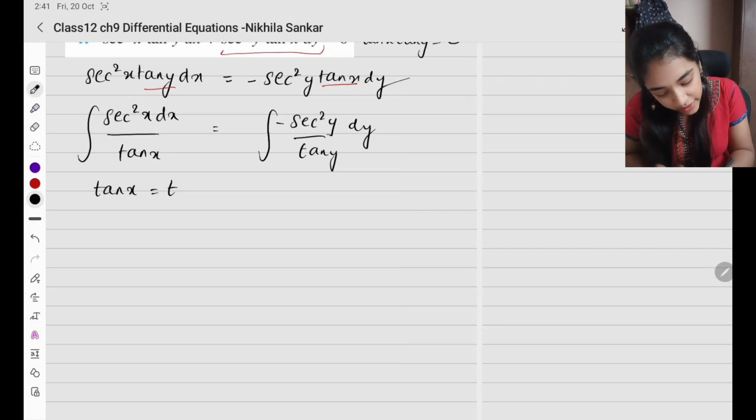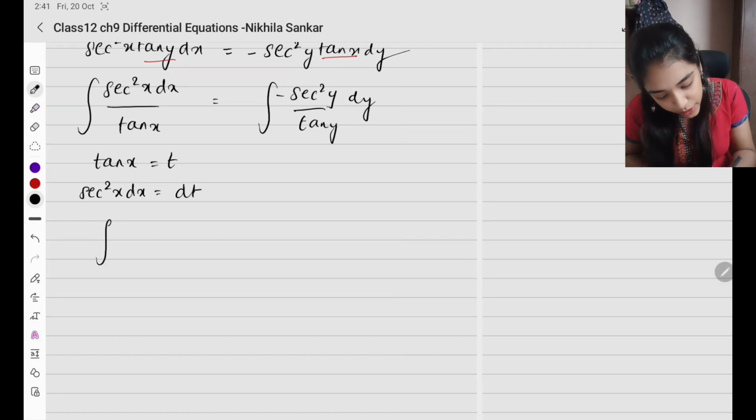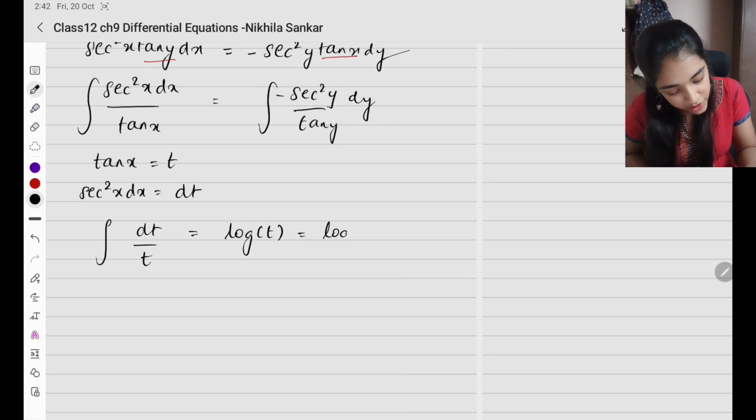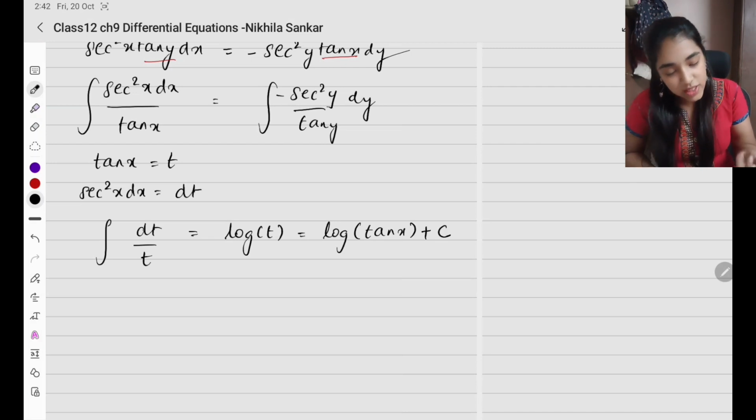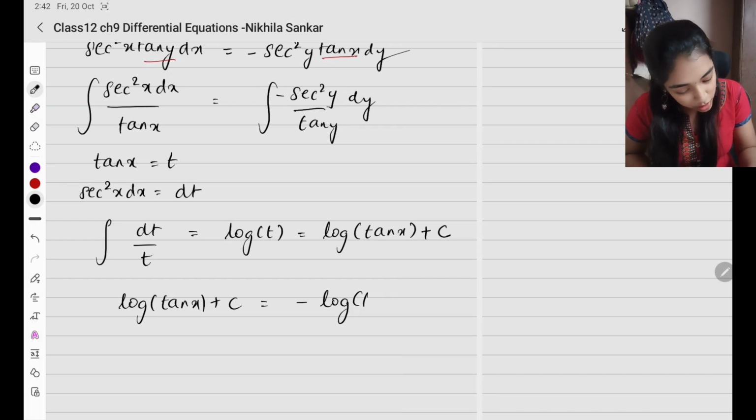So I have the derivative to be secant square x dx equals dt. Substituting that in the equation, I'll have dt divided by t, which is going to give me log of t. In that t is going to be simply tan x. Log of tan x plus c. So similarly, it applies to the right hand side also. So on the left hand side you have log of tan x plus c equals, on this side there is a minus sign, minus log of tan y plus c.